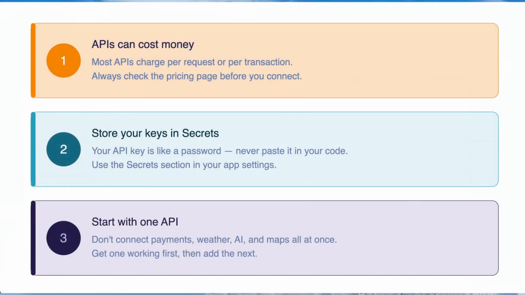Got 3 tips for you. 1, APIs can cost money. Open-Meteo is free, but most APIs charge per request. OpenAI charges per token. Stripe takes a percentage for each transaction. Always check the pricing page before you connect to a service.